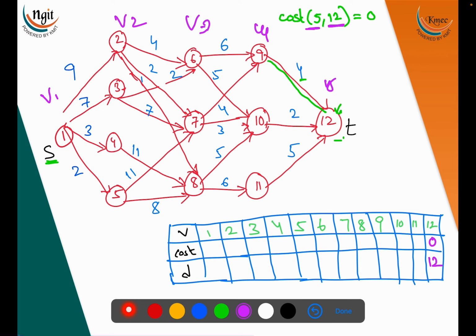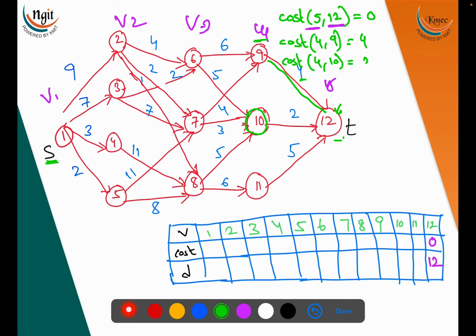Now move from 12. To 12, which vertices are there? 9 has a direction, 10 has a path, 11 also has a path. So now calculate the cost of 9. 9 is available at which stage? Stage 4. That means 4 comma 9. So what is the 4 comma 9 value? 4 comma 9 value is 4. The same way, cost for the 4th stage only, but I have the other vertex, which is 10.